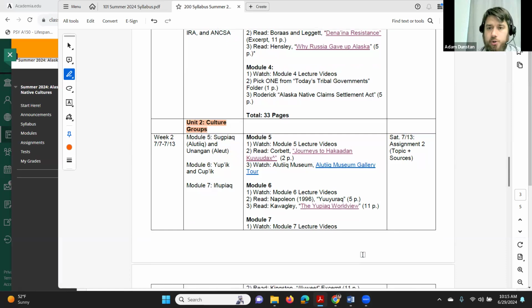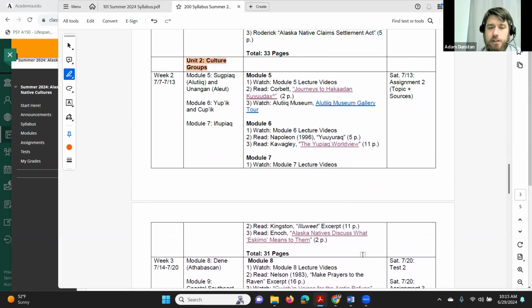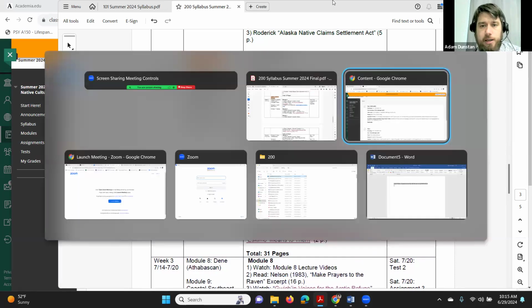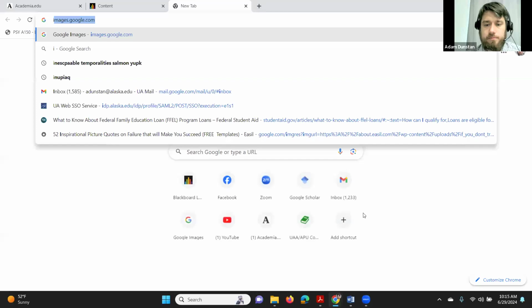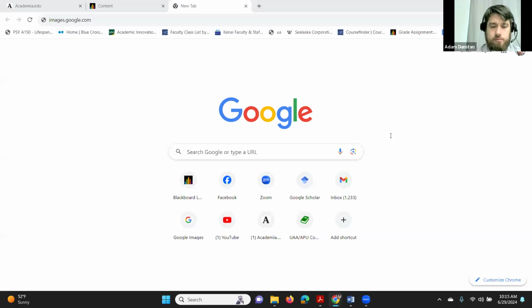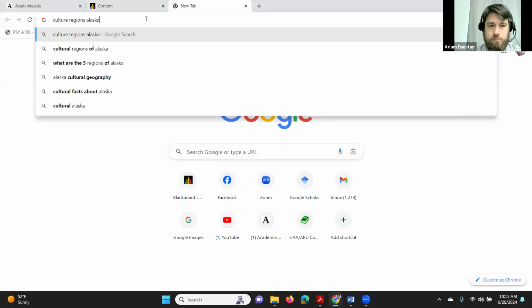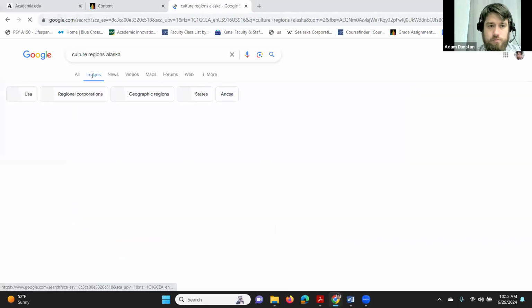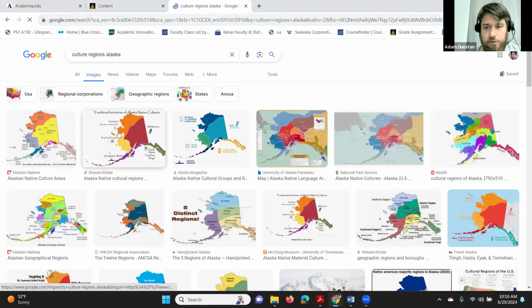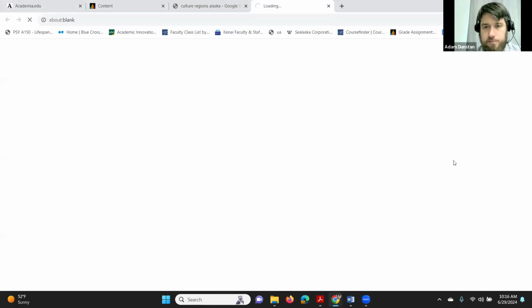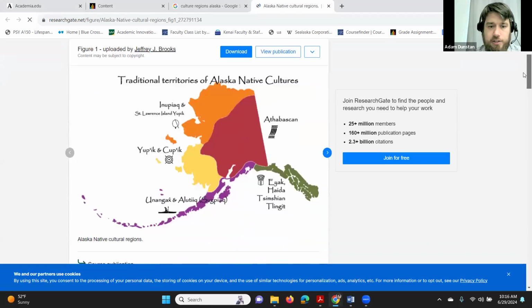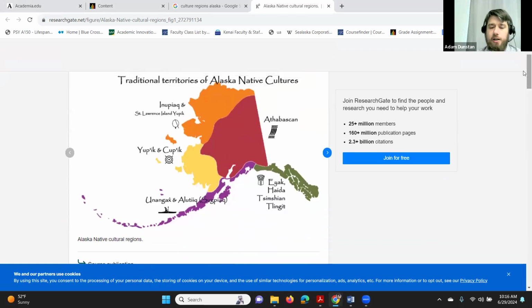Unit 2 is culture groups. So in that unit, I go over, basically, let me find you a map, and I can show you this really easily. Okay, so this is what I was looking for. If you look at this, this is a pretty good description of what we think of as the 5 culture groups.